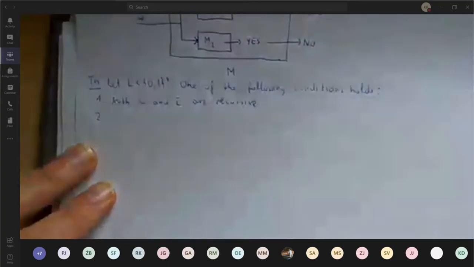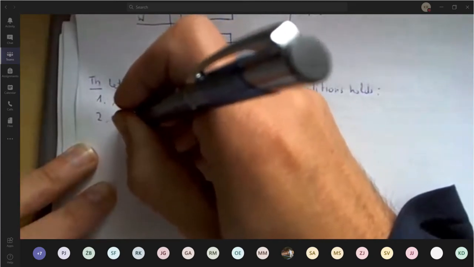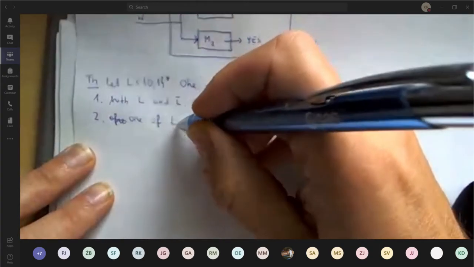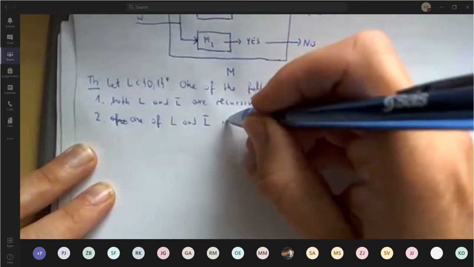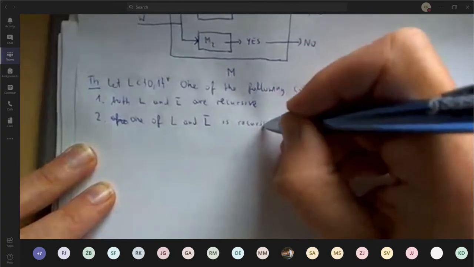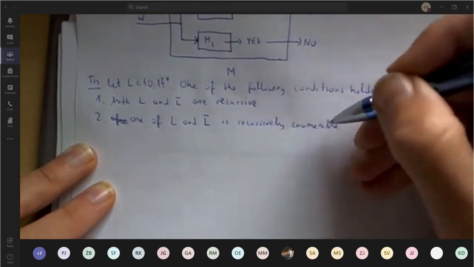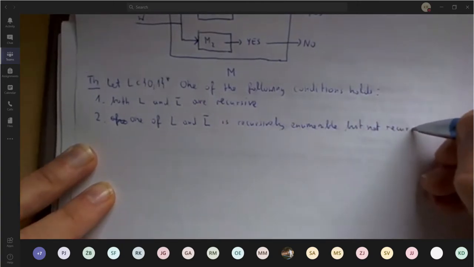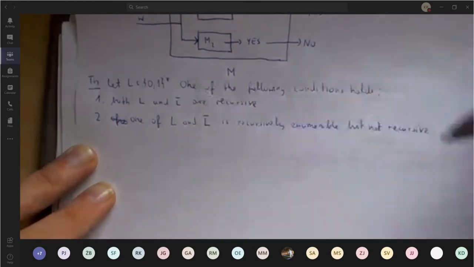Okay. The second condition is that one of these two languages is recursively enumerable but not recursive. Because we know that if one of them is recursive, then the other one is also recursive.